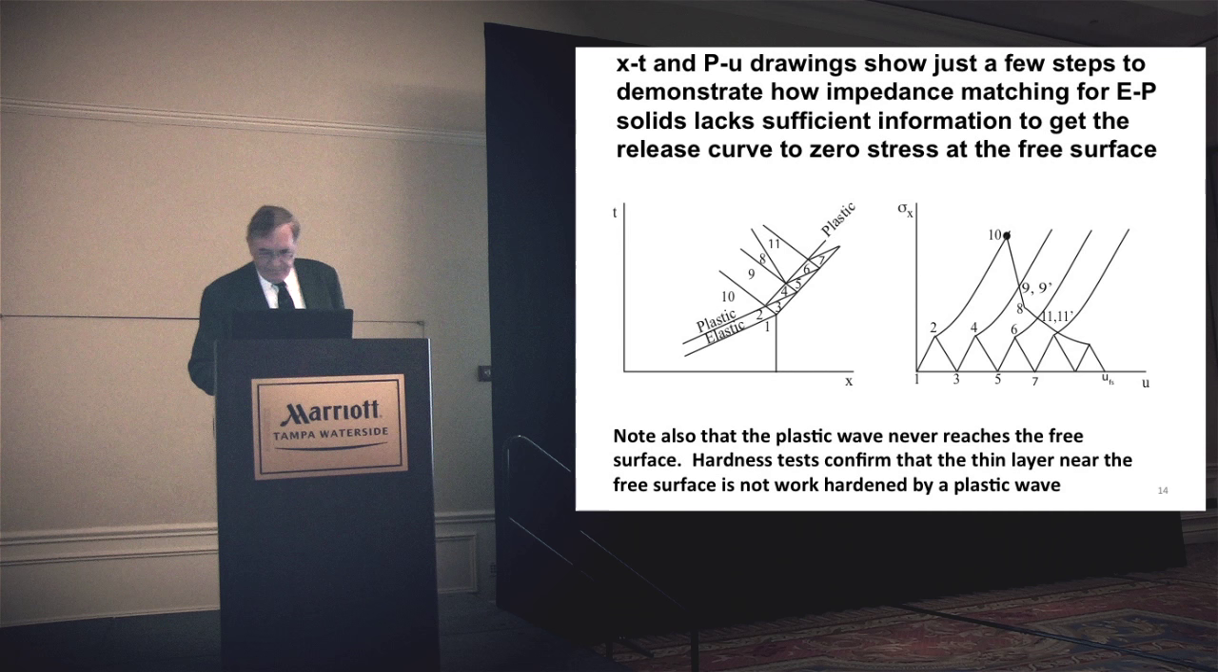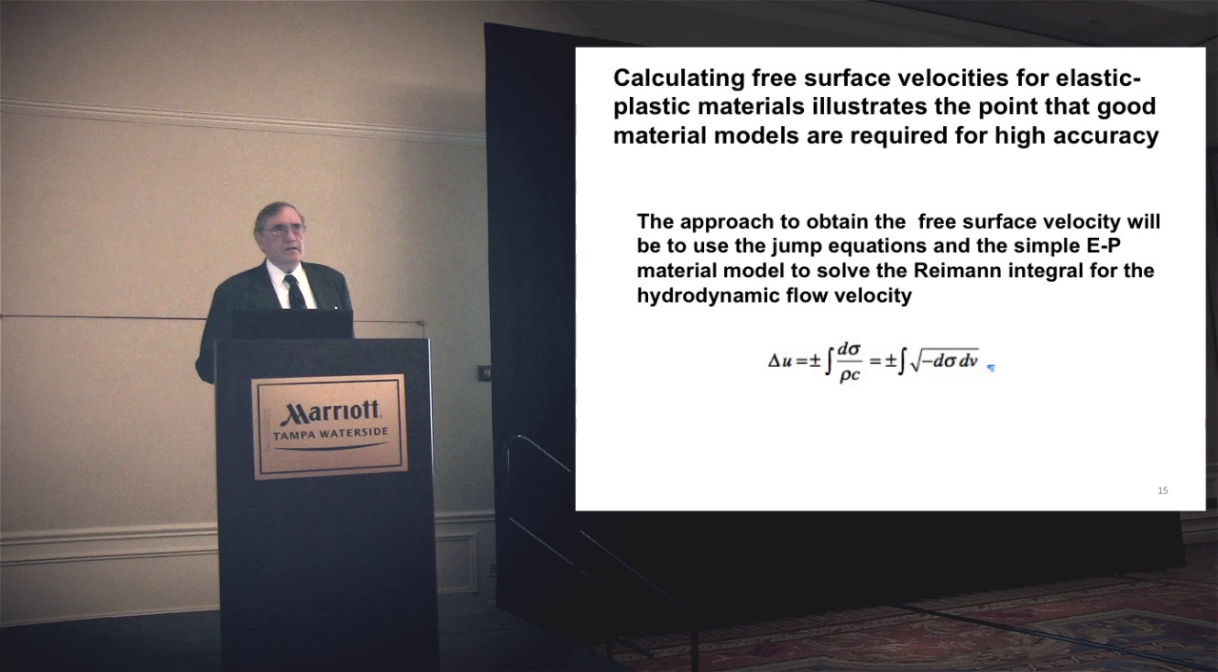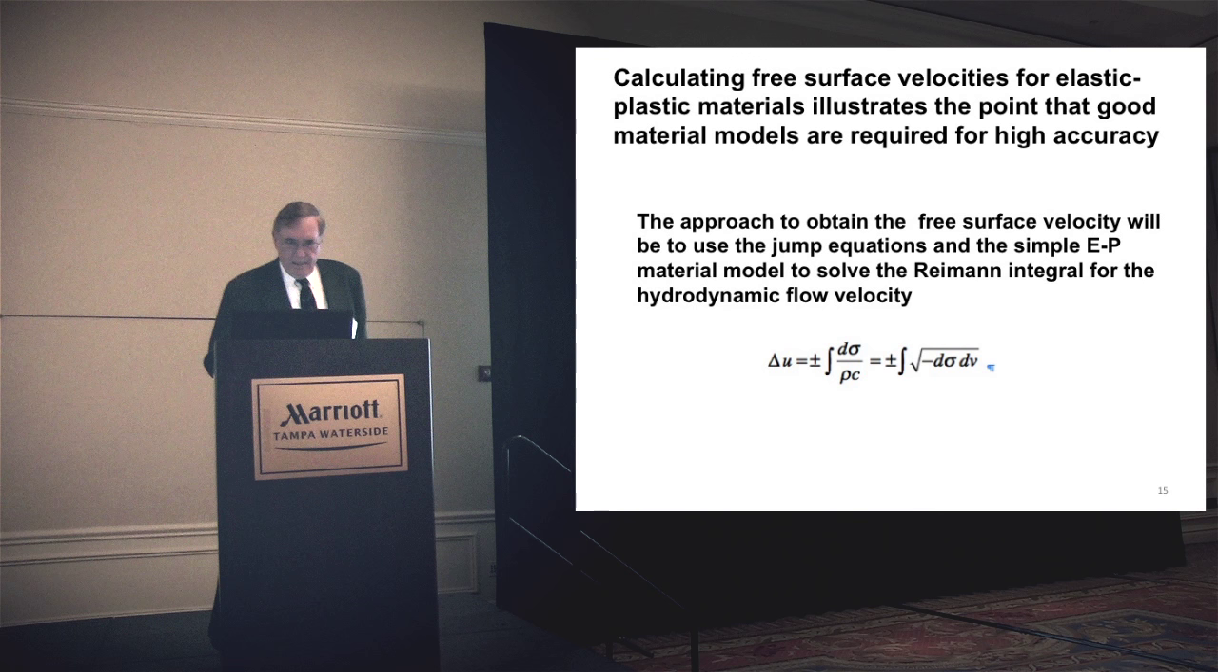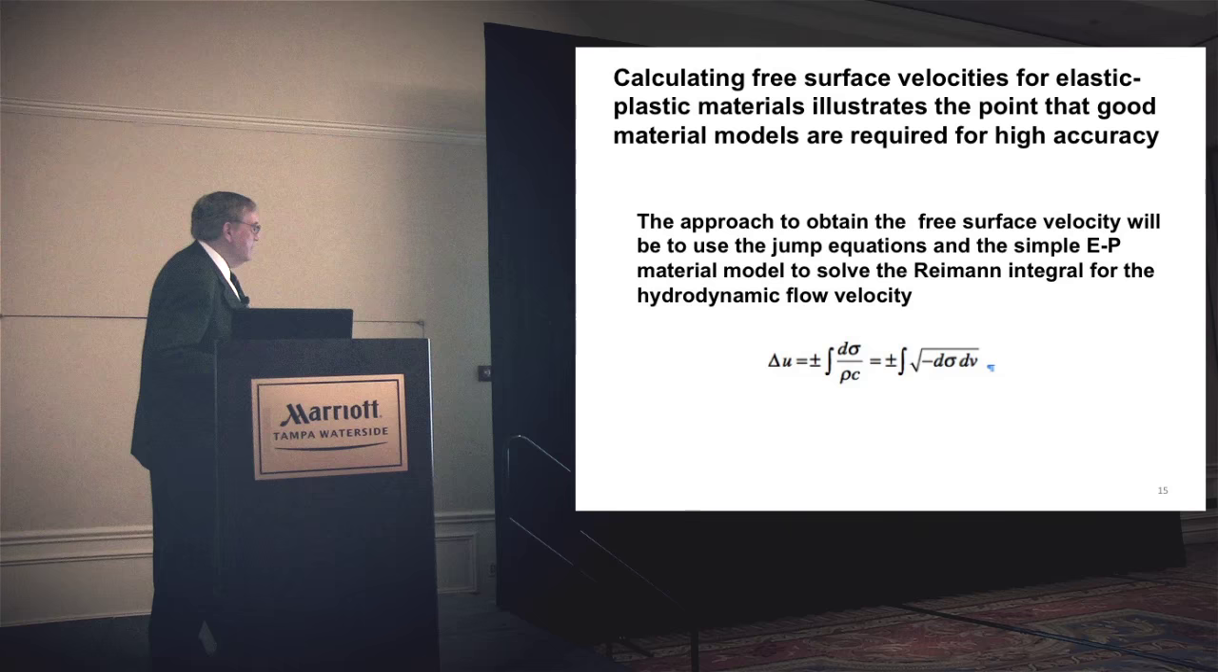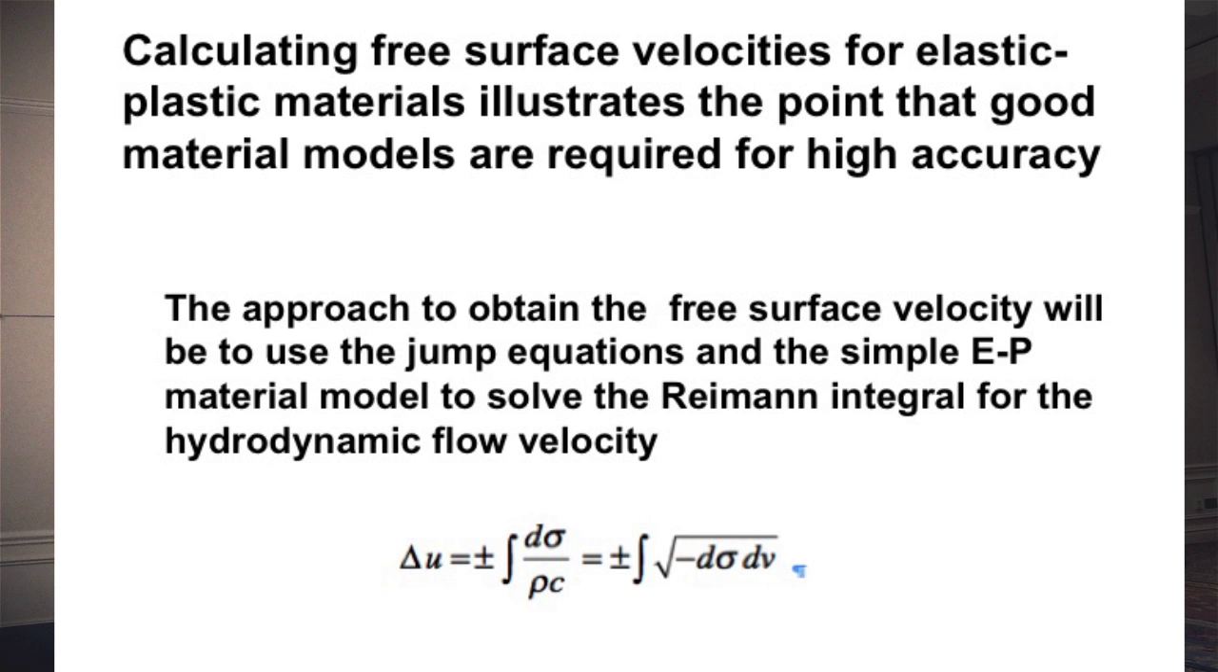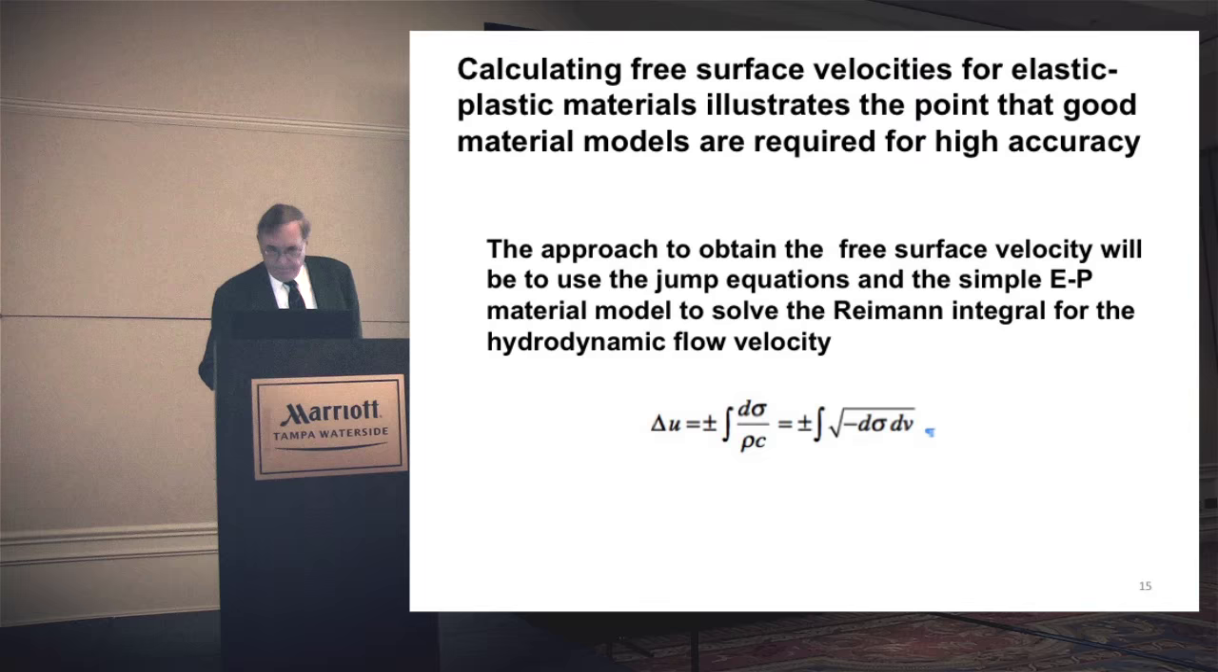So John Erkman suggested that we could solve this with the Riemann integral. And it was his suggestion, and him and I worked on it for a while. We never finished it before they closed the lab down. But I finished it now. The Riemann integral says the change in the particle velocity is the integral of d sigma, the stress, because it's a solid, over rho c, and you can play around with it and get it. So if you can do this integral, then you can solve what the particle velocity is at the free surface.